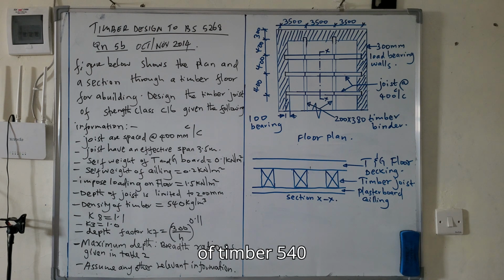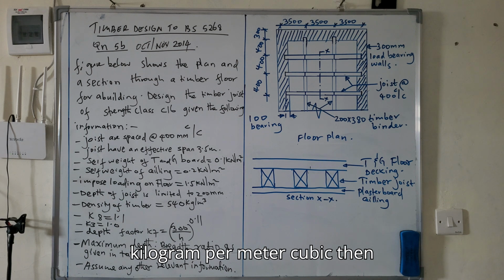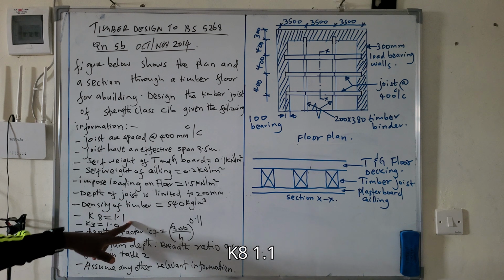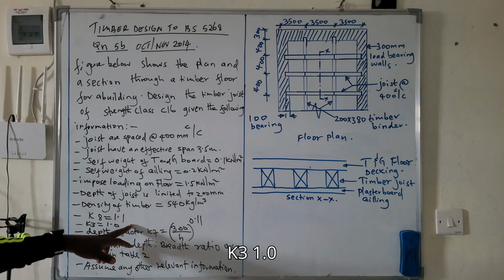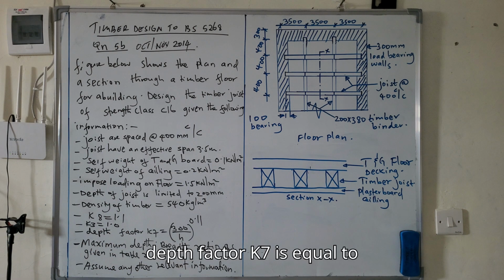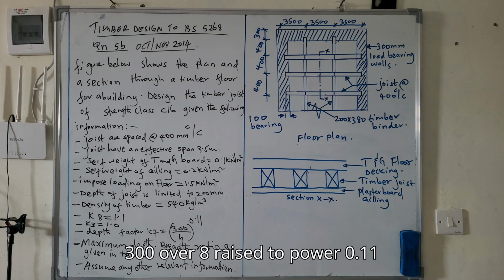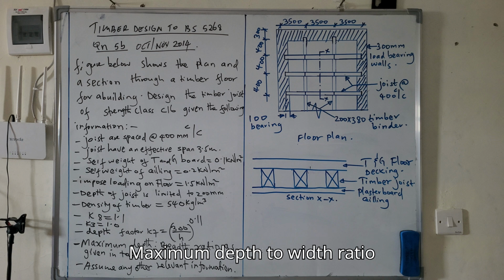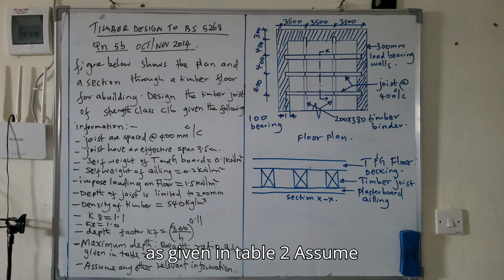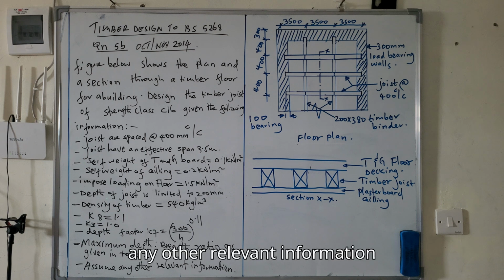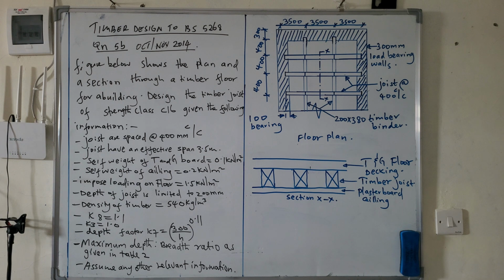Density of timber is 540 kilogram per meter cubed. Then K8 is 1.1, K3 is 1.0. Depth factor K7 is equal to (300 over h) raised to power 0.11. Maximum depth to breadth ratio as given in table 2. Assume any other relevant information.